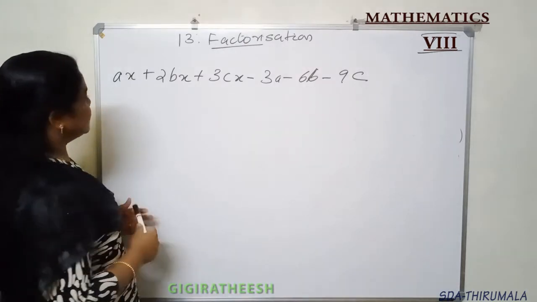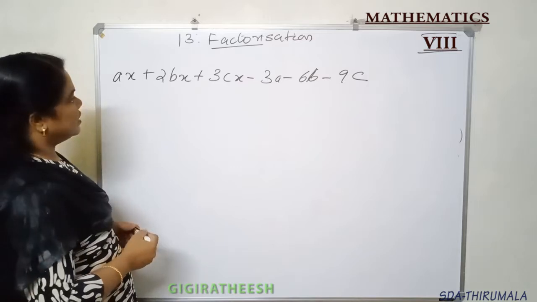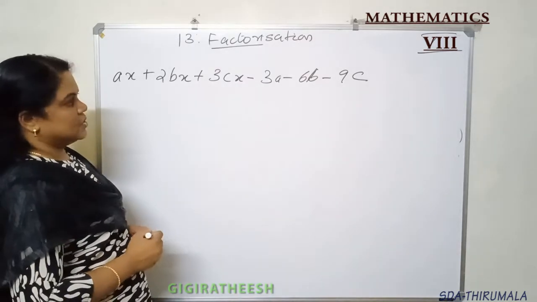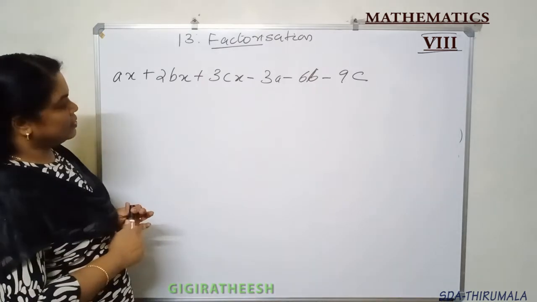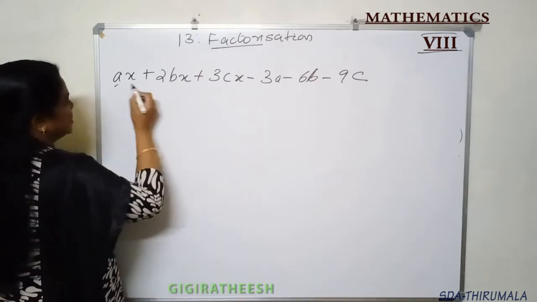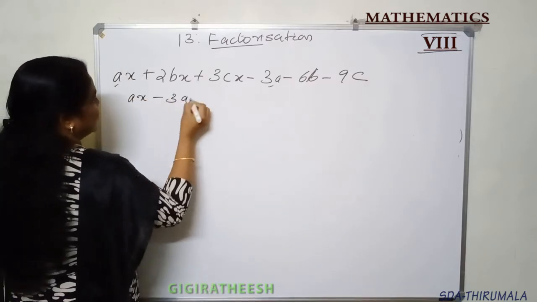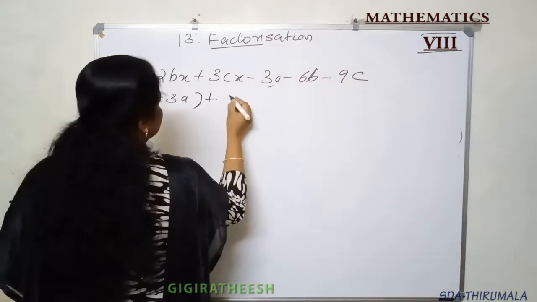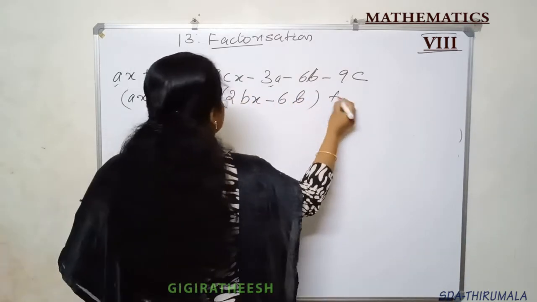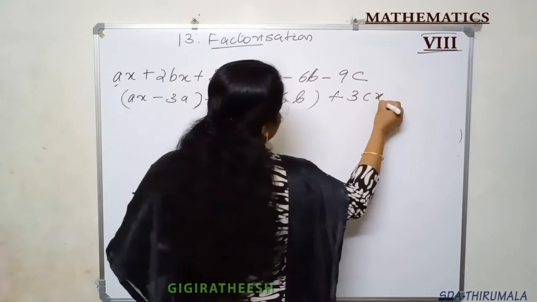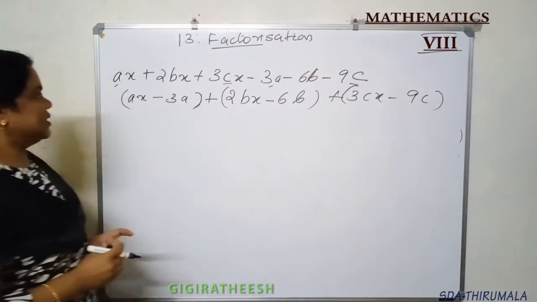Next question is ax plus 2bx plus 3cx minus 3a minus 6b minus 9c. There are 6 terms in this question. So how can we group this? We can group in 2's. Here a is in ax, and 3a is here, so take ax minus 3a, then 2bx minus 6b, and the last terms 3cx minus 9c.